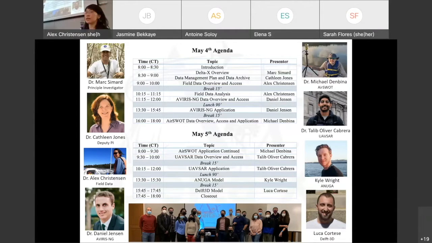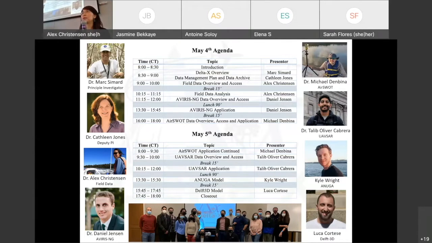I'm going to go through the agenda here and introduce the presenters. So Kathleen already introduced Marc, who will give the overview of the Delta X project. Marc is an expert on vegetation structure and how it varies and interacts with environmental and geophysical variables. Unfortunately, he can't be here, but he will be presenting virtually.